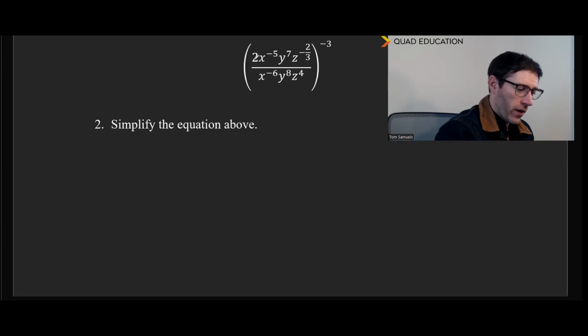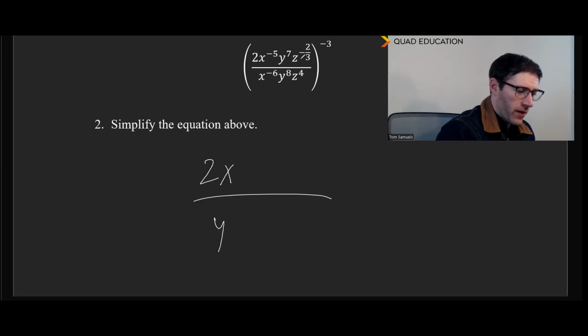So we have 2, and then we have x. So we have x to the negative 5 on the top and x to the negative 6 on the bottom. So this is negative 5 minus negative 6, which is going to leave us with 1x on the top. We have y to the 7 and then y to the 8, so that's going to leave us with 1y at the bottom.